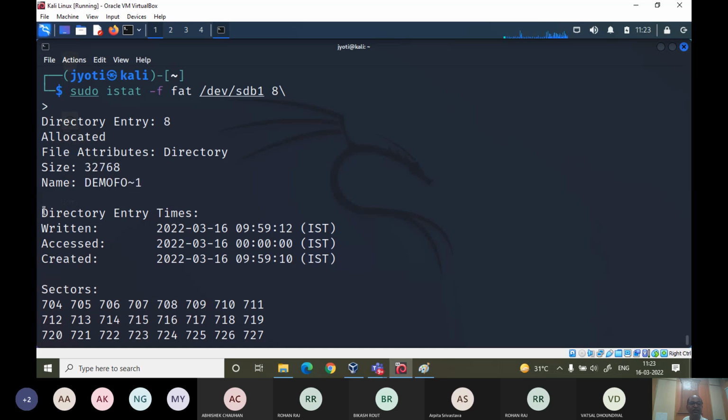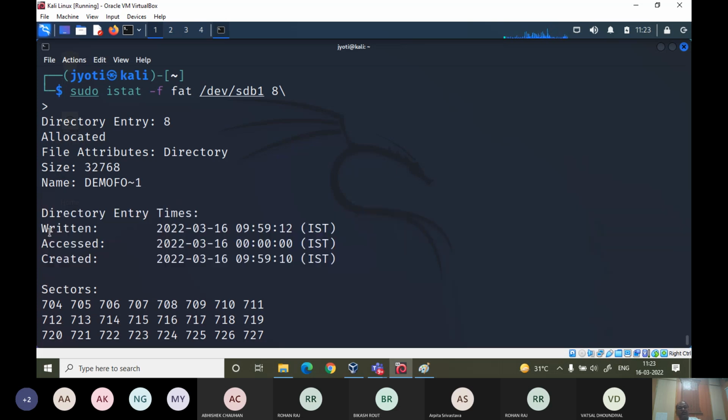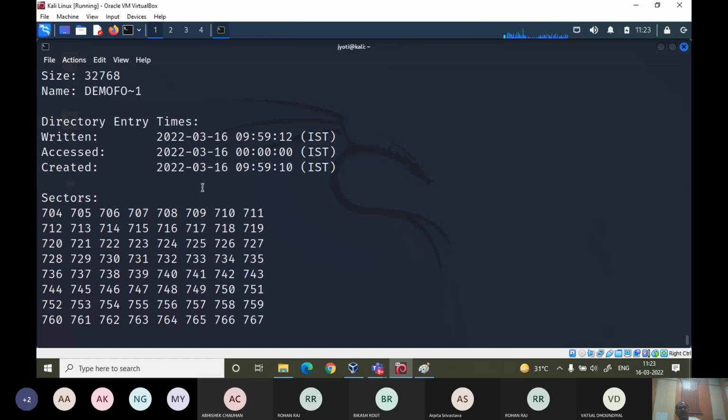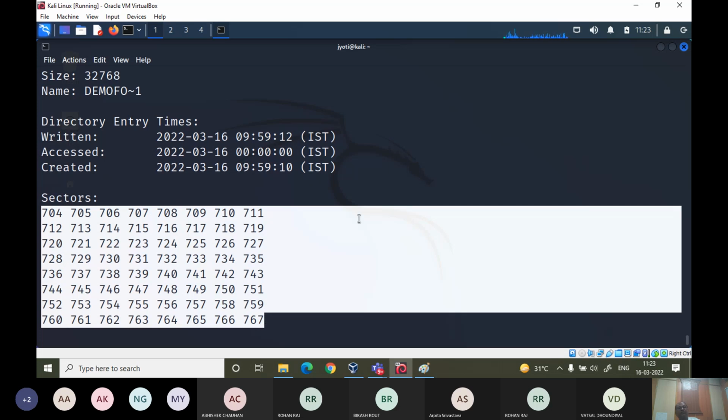Now this directory has 3 fields. We talked about metadata. So far we were concentrating on the content. Now considering the metadata, you can see there are 3 metadata: written, accessed, and created. So at what time was this directory written? This directory was written at this particular time. It was last accessed at this particular time, and it was created at this particular time. And these are the sectors which are used for this directory. You can see here.